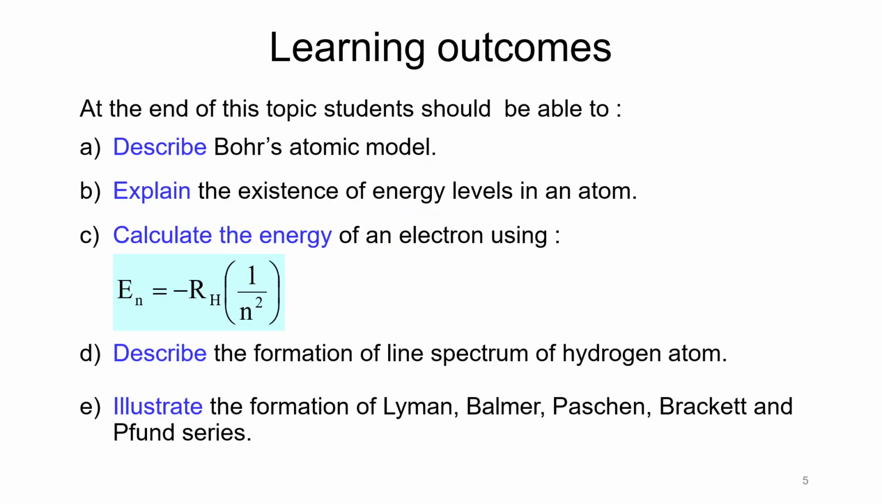So these are the learning outcomes. We start with describe Bohr's atomic model. We will explain how energy levels form or exist in an atom, and do simple calculation about energy for electron when it moves and also at certain position. The fourth learning outcome, describe formation of line spectrum, how this line spectrum forms when electron moves.